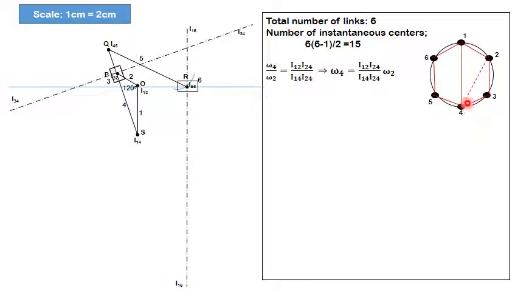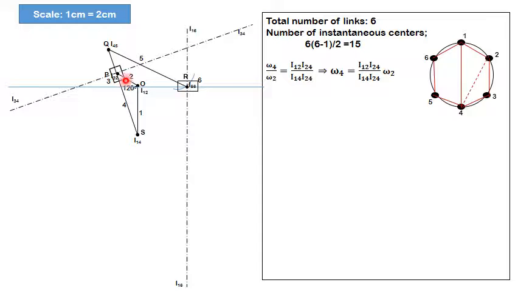I am going to locate this I24 based on the Aronhold-Kennedy principle. This I24 is the instantaneous center which is common for both pairs of instantaneous centers, I12 and I14, and I34 and I23. So according to the Aronhold-Kennedy theorem, this I24 should lie on a line connecting I12 and I14, and also it should lie on a line connecting I23 and I34, and hence this will be the point of intersection between these two lines. So first draw a line connecting I12 and I14. I12 is here, I14 is here. So this is the line connecting I12 and I14, and I34 and I23. I34 is here and I32 is here.